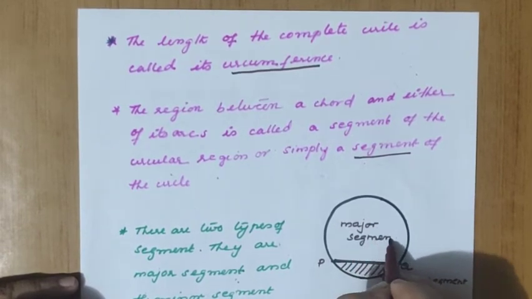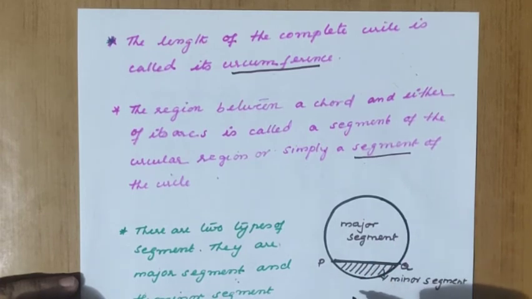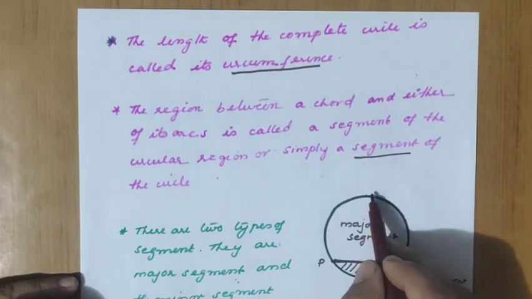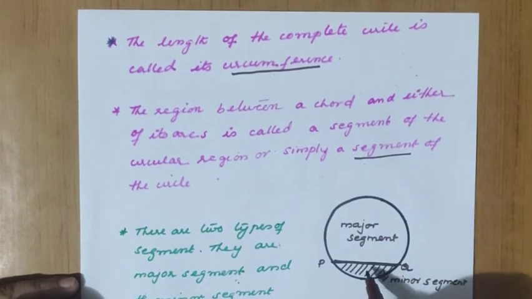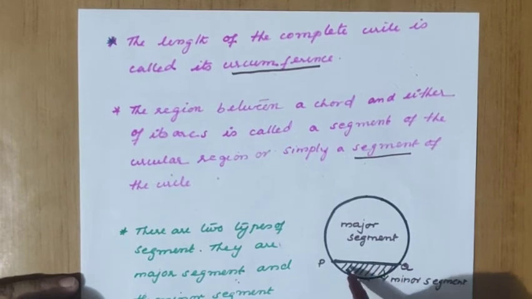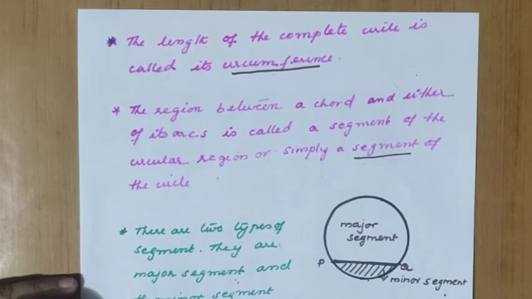You can remember easily that when we are talking about arcs, we consider 2 points on the circle only. Then we say arc PQ, and here we add one more point to get the major arc. In the same way, the region bounded by the chord and the arc is called a segment. When it is less than a semicircle, it is called a minor segment. When it is greater than the semicircle, it is called a major segment.